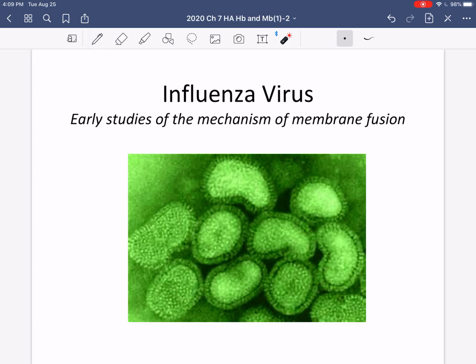And protruding off of the membranes are these spikes, and these spikes are the hemagglutinin, the HA protein. It's called something else in coronavirus and in HIV and in Ebola, but they all have similar structures to influenza virus. So this is an electron micrograph of what the flu virus looks like.